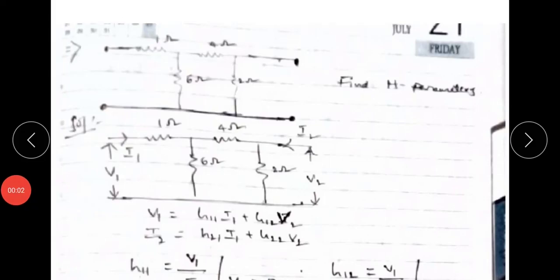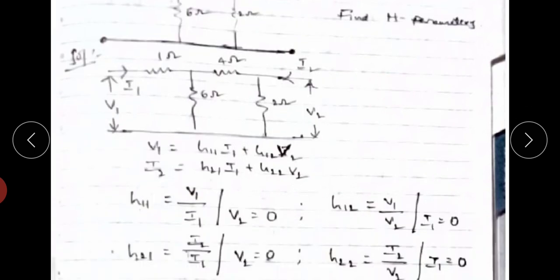To find the h parameters of the given circuit. So this is our given circuit. So first, h parameter equations. V1 equals h11 i1 plus h12 v2, i2 equals h21 i1 plus h22 v2.